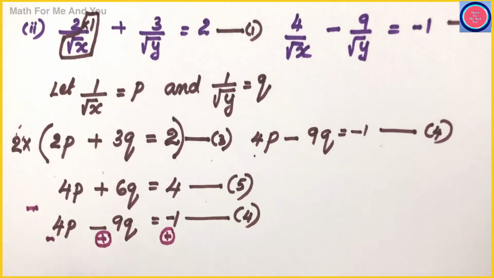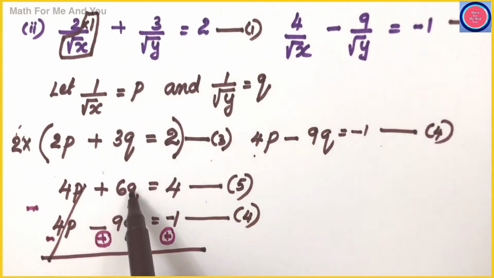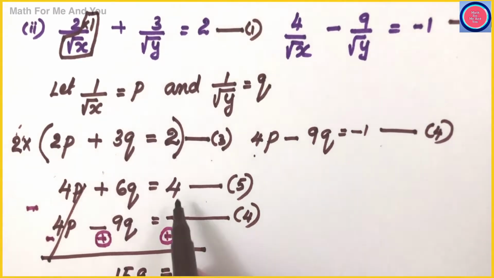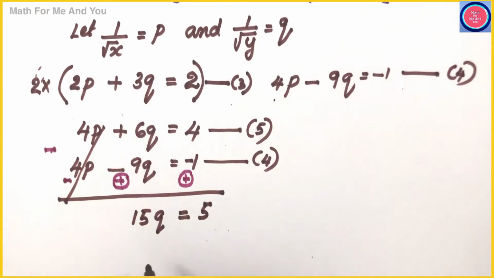Okay, let's find the answer. 4p minus 4p cancels. 6q plus 9q is 15q, since 6 plus 9 is 15. 4 plus 1 is 5. So 15q equals 5. How do we get the value of q? 5 divided by 15. We can cancel 5 and 15, so we get 1 over 3. q equals 1 over 3.